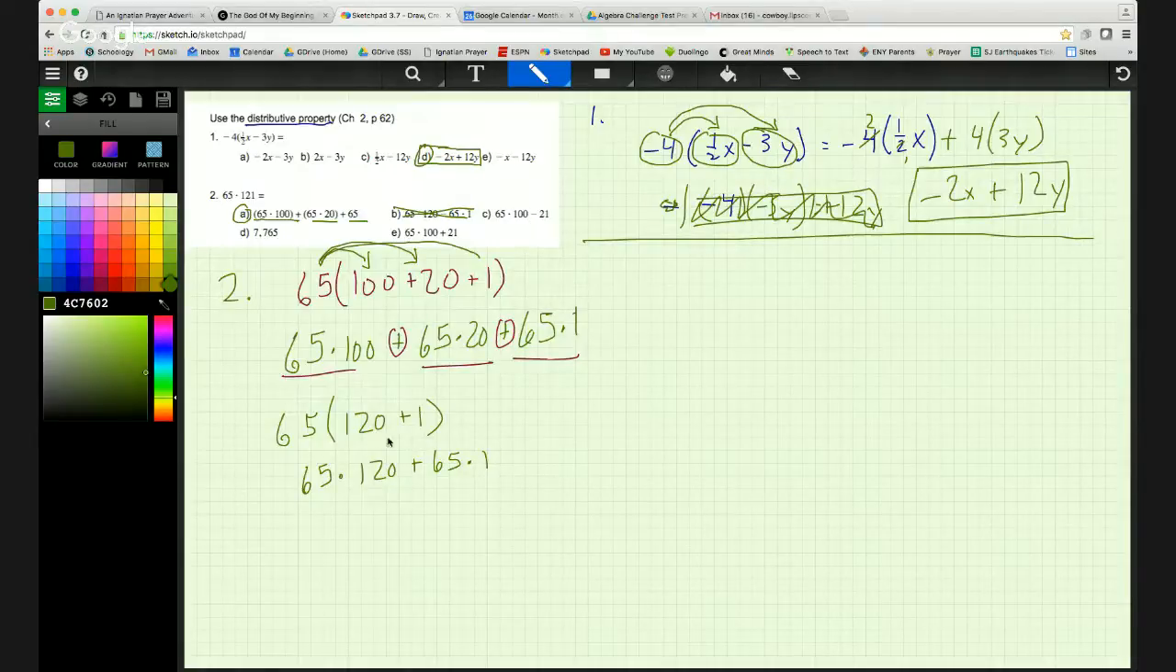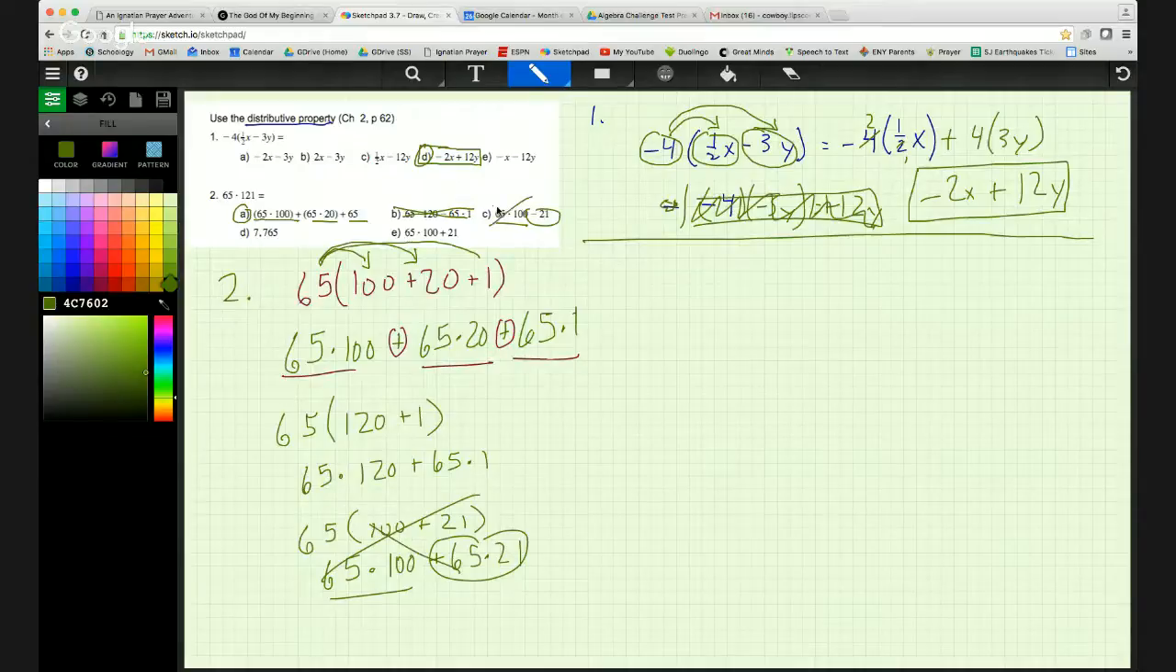Well, this one is 65 times 120 minus 65 times 1, so that can't be right. Another way to break it up is 100 plus 21, and that looks kind of like this, except this answer is 65 times 100 plus 65 times 21. Well, there's our 65 times 100, but negative 21 does not equal that, so that can't be right. Similarly, you can see quickly that E isn't right, because you need to be adding 65 times 21, not just 21. And if you multiply 65 times 121, you're going to see that it doesn't equal that. So our answer is A.